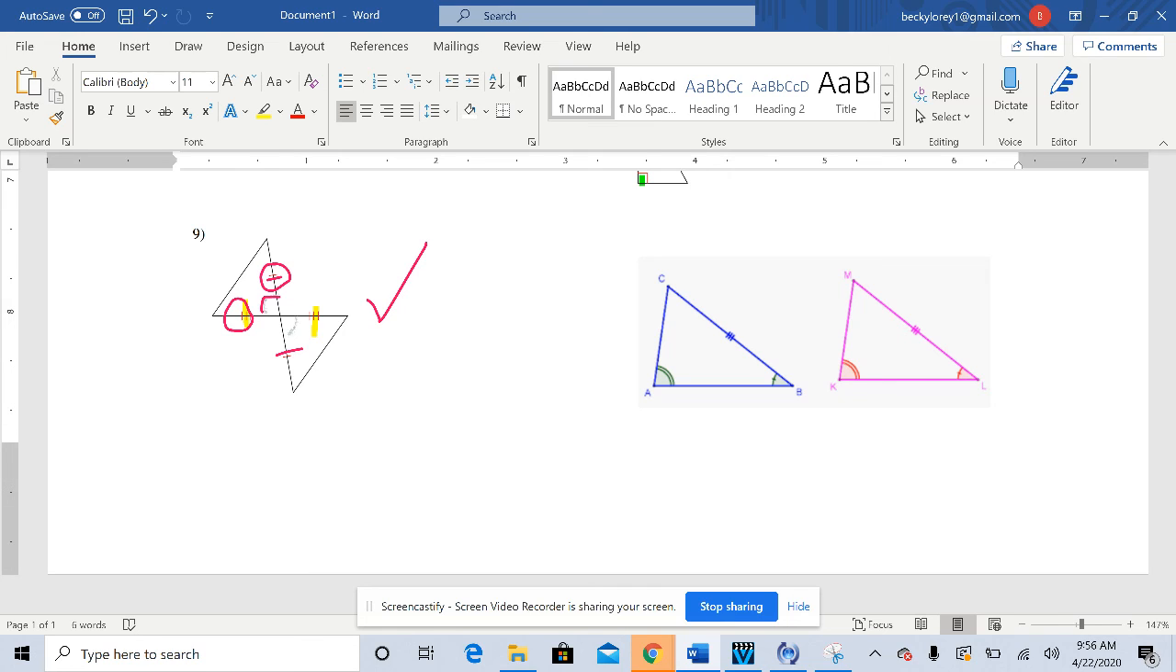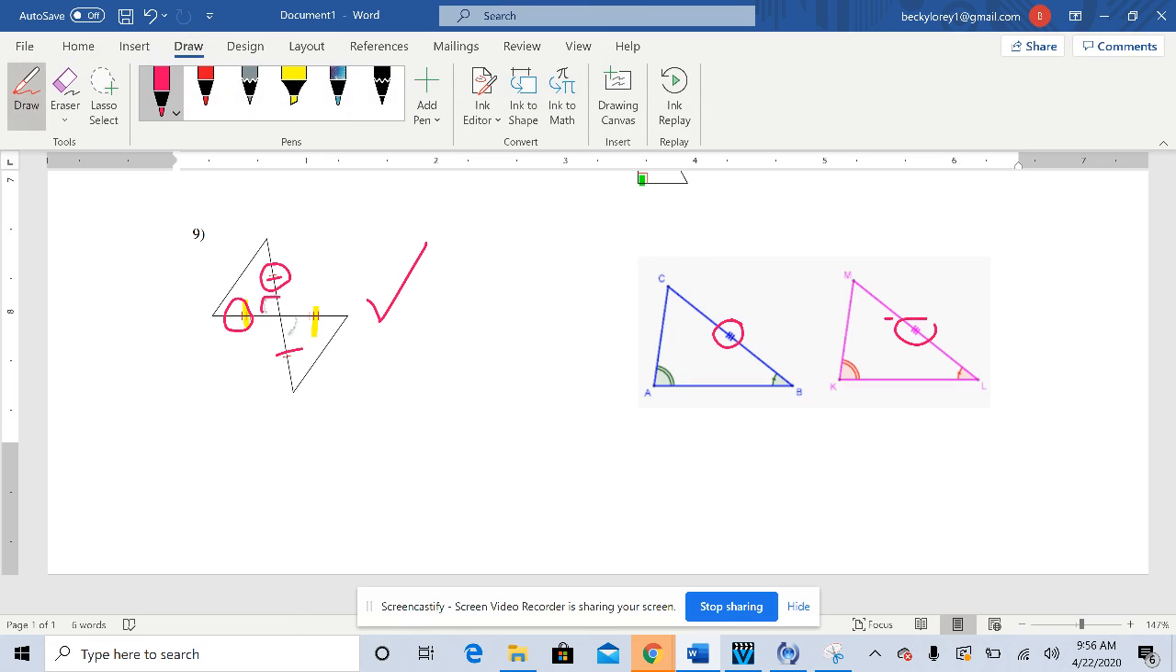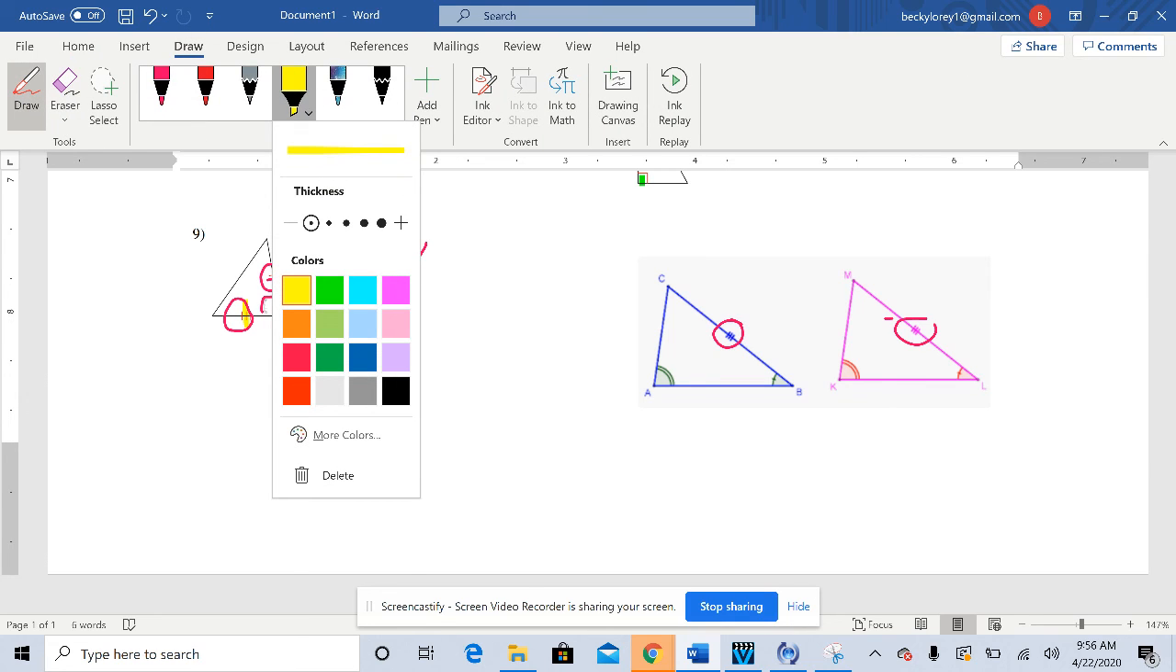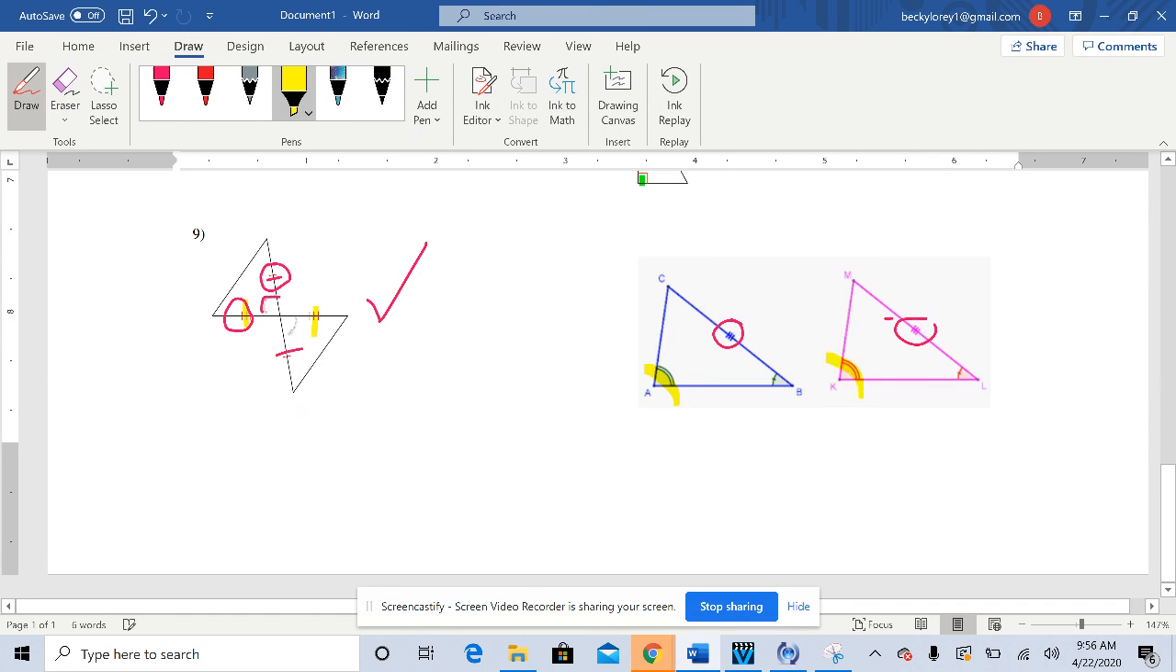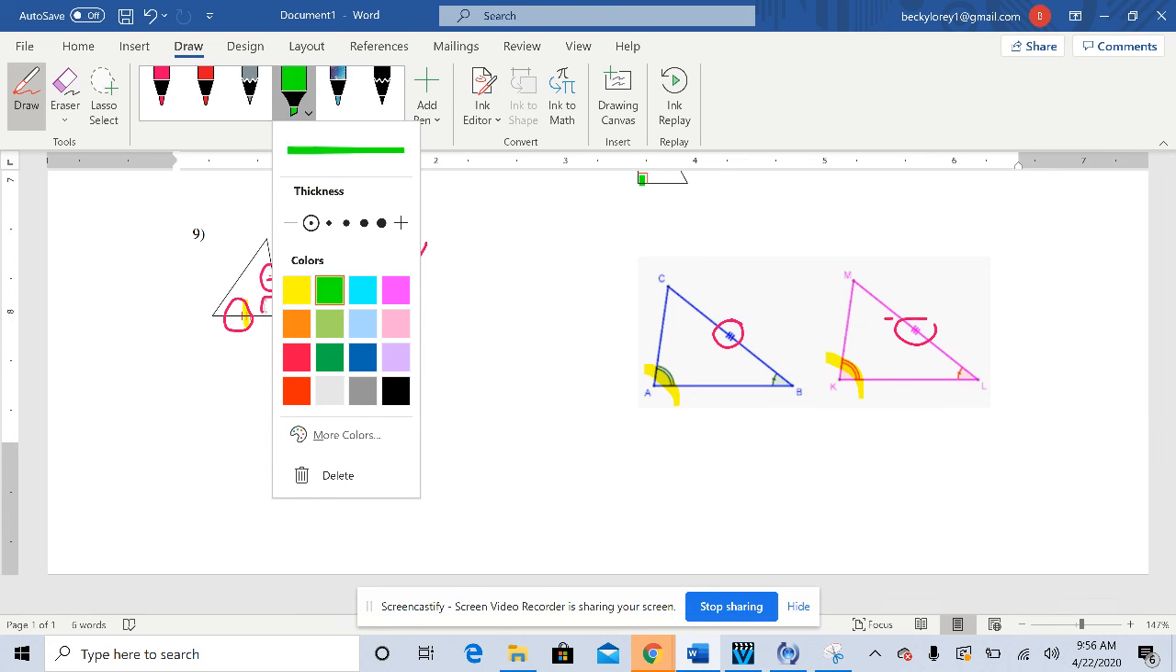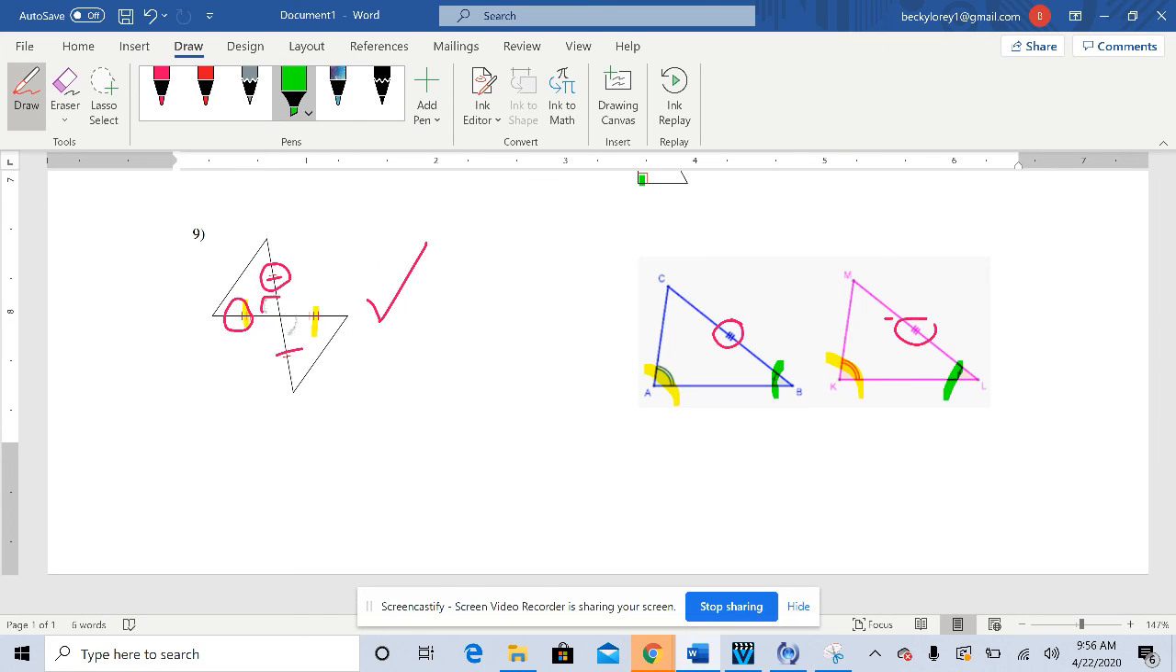All right, and then last one here in the lower right, we see that these two sides are congruent. We see that these two angles are congruent, and we see that these two angles are congruent. So if we read those, we could say angle, angle, side. And if you look at your list, angle, angle, side is on the list. And so, yes, we can say that these two triangles are congruent.